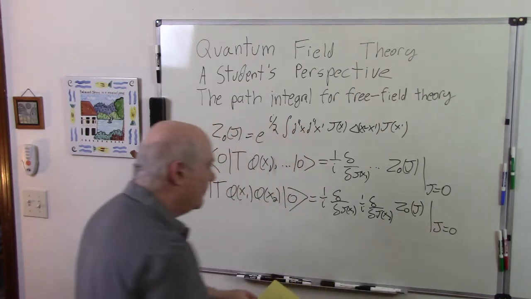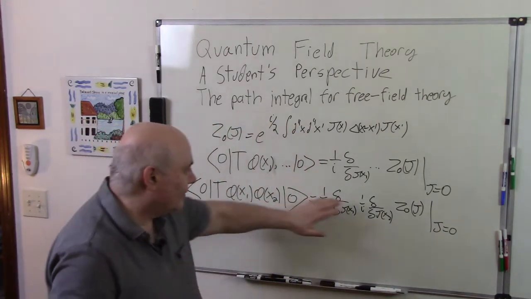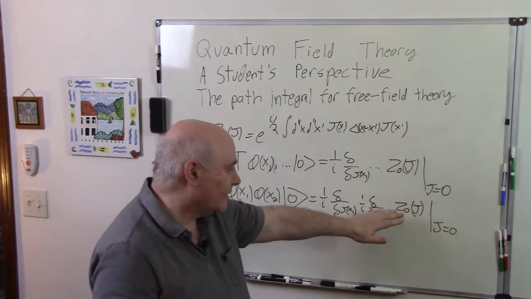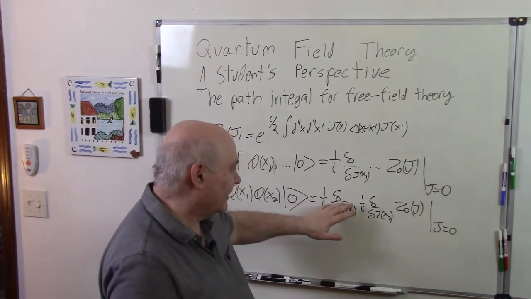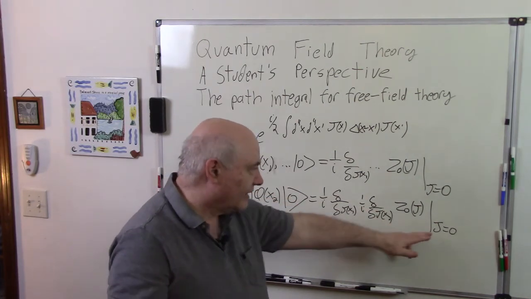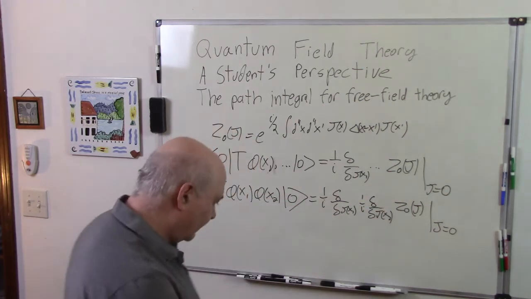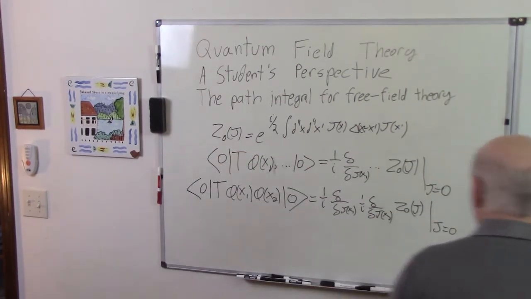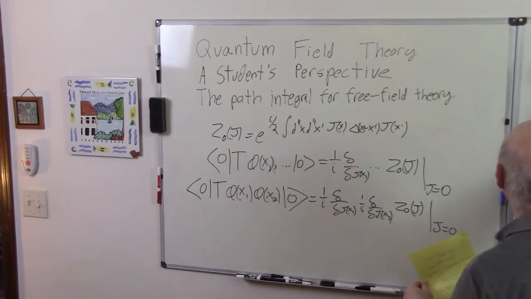Now, when we evaluate this, we have to take all these derivatives and then set J equals 0. We don't take one derivative and set J equals 0 and then take another derivative. This means evaluate this expression completely and then set J equals 0. So let's see how this works. Let's start with the first part of it.